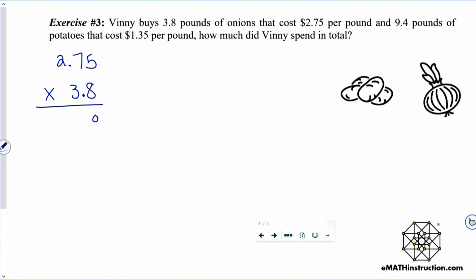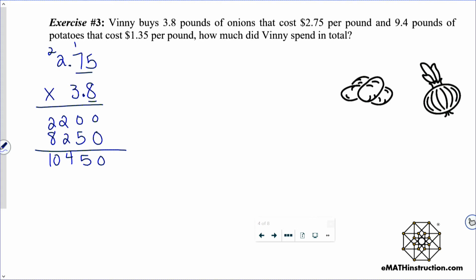8 times 5 is 40, carry the 4. 8 times 7 is 56, another 4 gives me 60, carry the 6. 8 times 2 is 16, plus another 6 gives me 22. Put a 0 down, 3 times 5 is 15. I'm going to erase these so it makes it a little bit easier. 3 times 7 is 21, plus another 1 is 22. And 3 times 2 is 6, plus another 2 is 8. Add all of these things up.